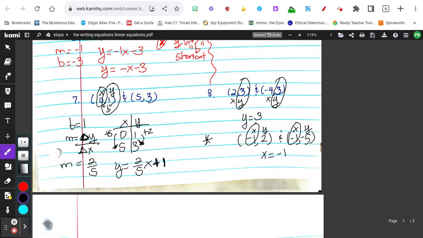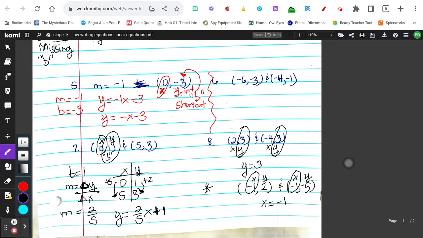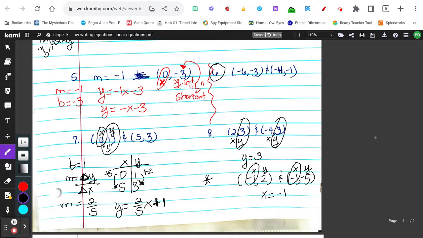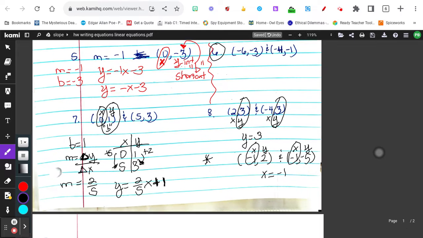But if you don't see that, like if you're not paying attention, you'll end up doing number 8 like you did number 6. You'll be working it the long way, okay? I mean, you can, but it's a waste of time.